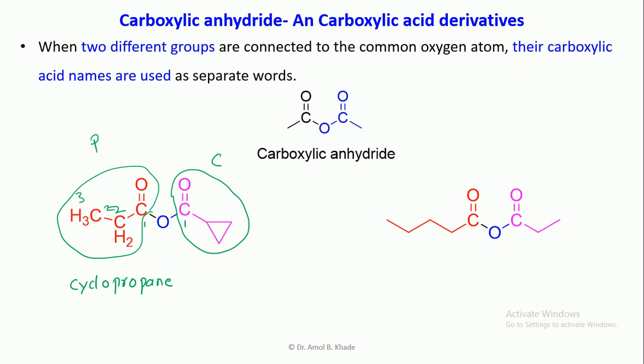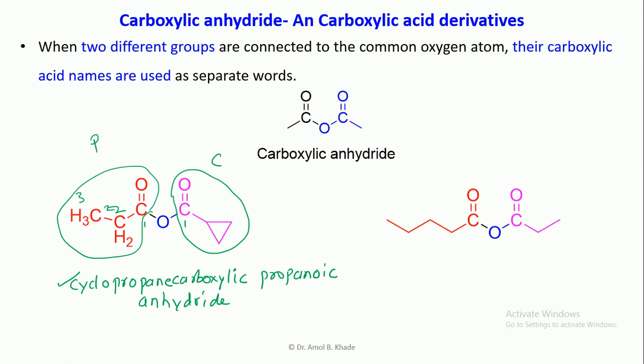cyclopropane, and this is referred to as a carboxylic acid, right? So it is cyclopropane carboxylic, and then the other substituent, it is propanoic. So it is propanoic, and then you can add the suffix anhydride. All these three words are written separately with a space. So the correct name for this structure will be cyclopropane carboxylic propanoic anhydride.